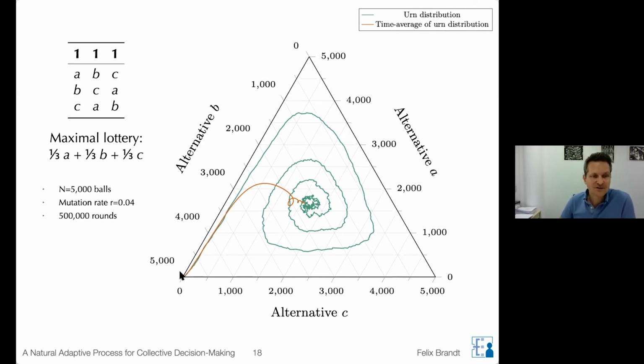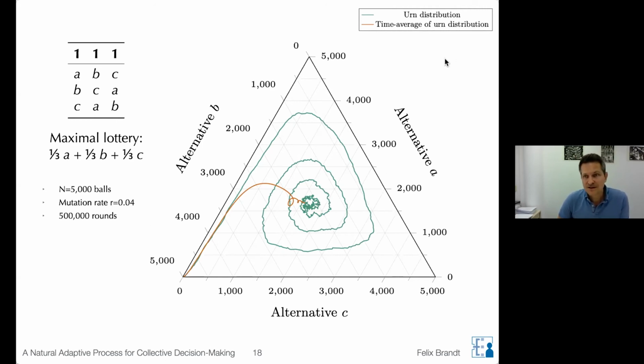Okay, and then we start this random walk again. And then this green line here describes how the urn distribution actually develops. So we are cycling around the unique maximal lottery, and then it becomes close to a maximal lottery, and then it just stays close to a maximal lottery for most of the time, as the theorem says. And the time average of the urn distributions actually does converge to the maximal lottery. Okay, so if you're concerned about the number of rounds here, for this extreme example, we needed quite a lot of rounds.